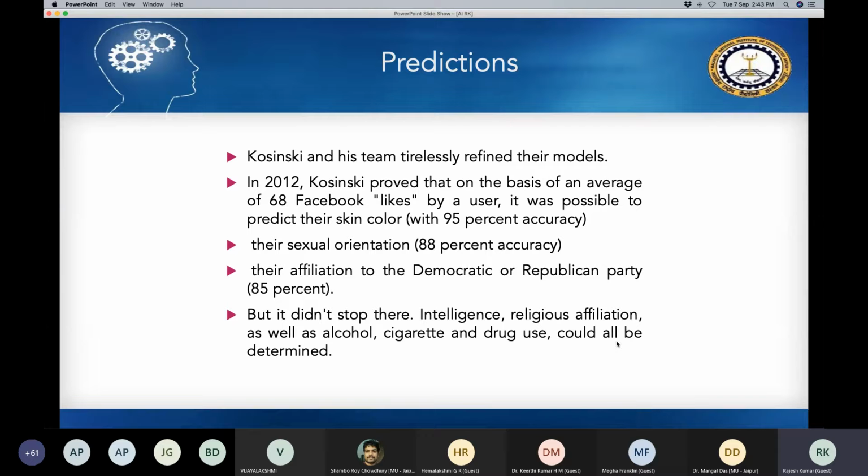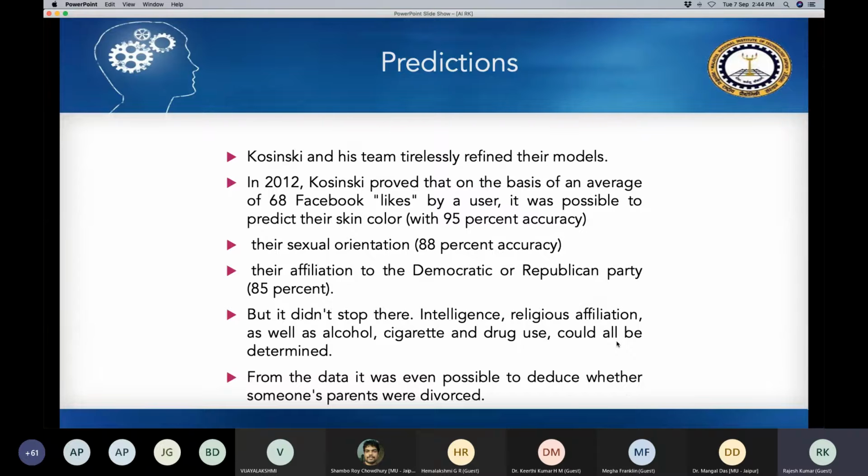And not only this, if we have data, some likes on a certain person, 68 likes or 100 likes, we can even predict the intelligence of a person, religious affiliation, alcoholic or not, drug use or not, and many more things. Now doctors are using these things for various treatments, psychological behaviors, and all those things. Industry people are also using them for their own purposes, so that may be multifold.